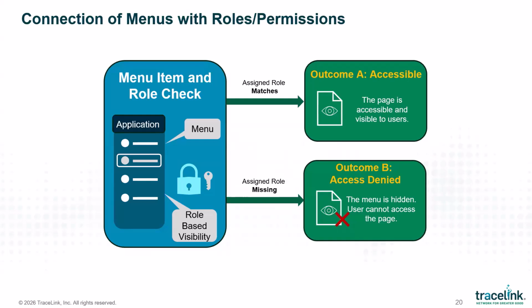This means visibility is role-based. End users interact with menus through the left navigation panel. If a role has permission for a menu item, it appears in the navigation. If not, it doesn't appear at all. The order in which menu items are configured is the same order in which they appear in the UI, so configuration order directly affects the user experience.